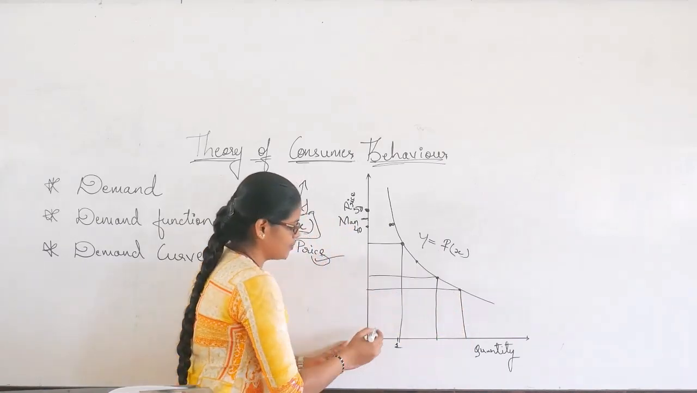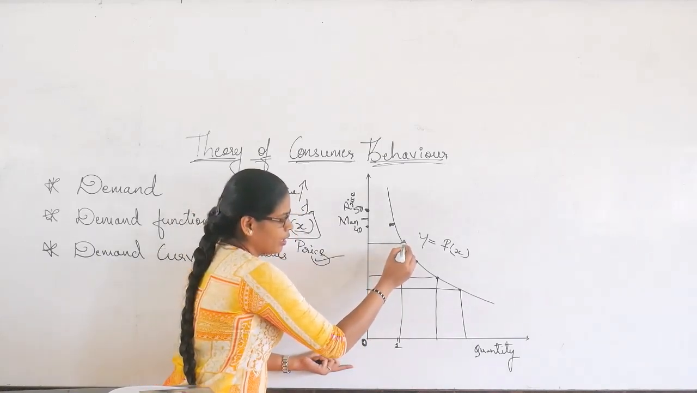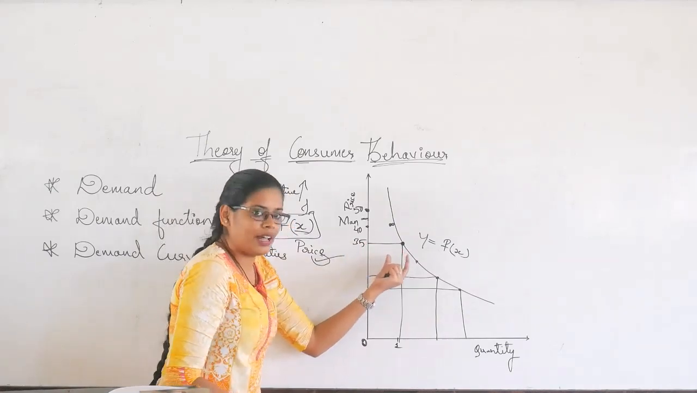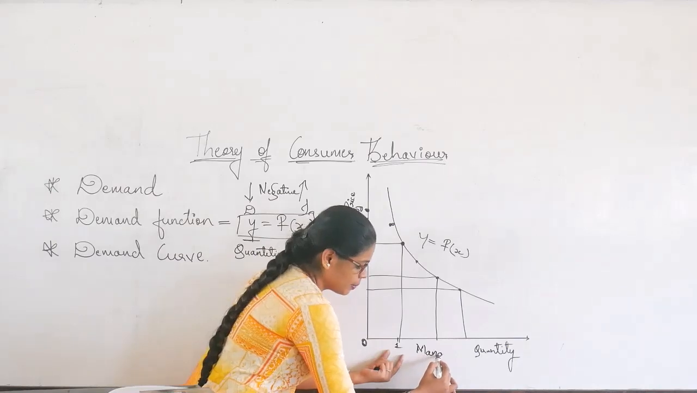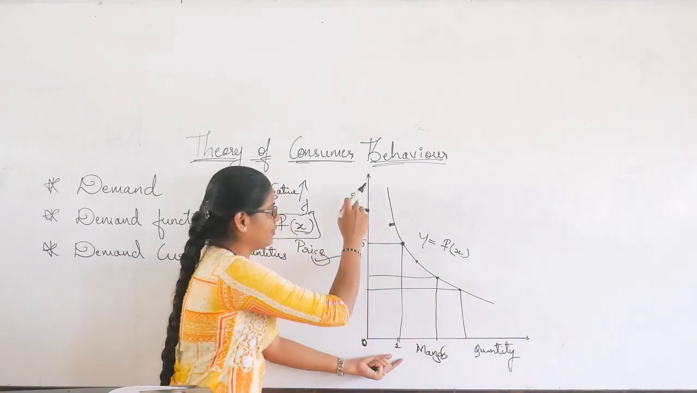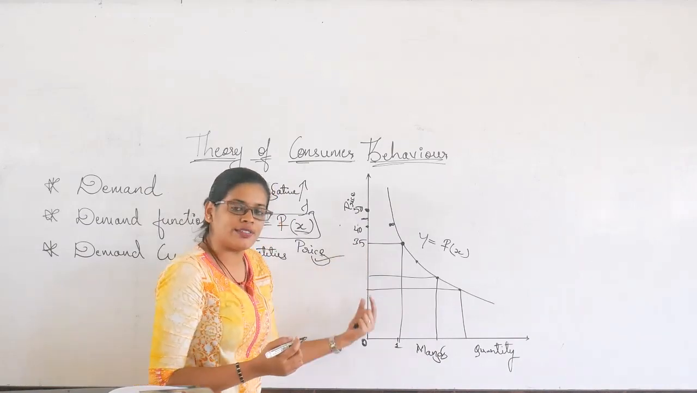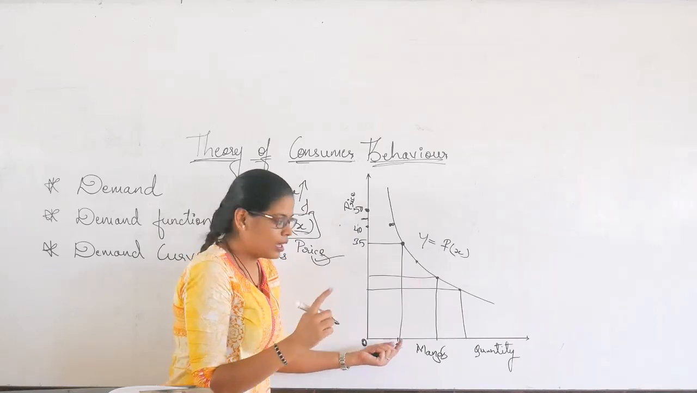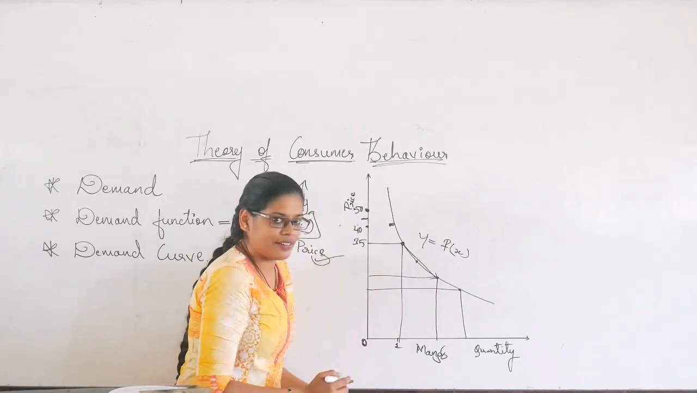Okay, this is just an imaginary example. When we have, say, 35 rupees, how many mangoes are you buying? This is the quantity and this is the price. So when we have 35 rupees for one mango, we are purchasing only one, right? But as you see from here, the price has decreased.